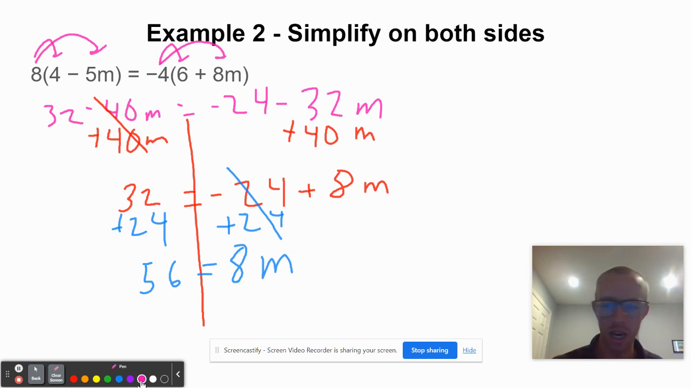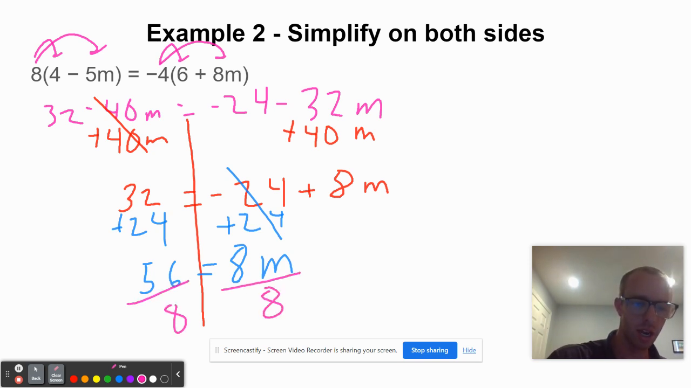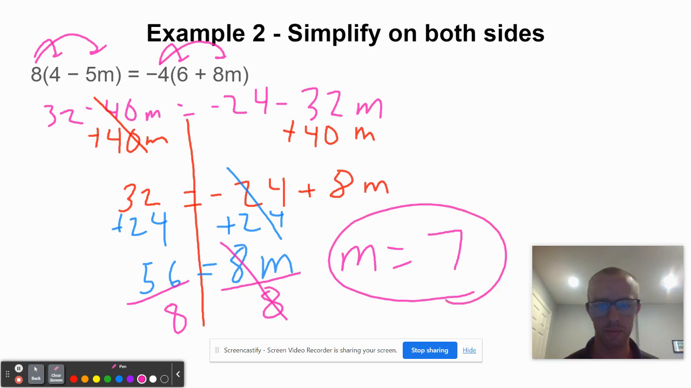This is just a one-step equation. Now I've got to get rid of the coefficient. Coefficients mean multiplication, so I've got to divide. These cancel out. M is left by itself. 56 divided by 8 is 7. And I get m is equal to 7.